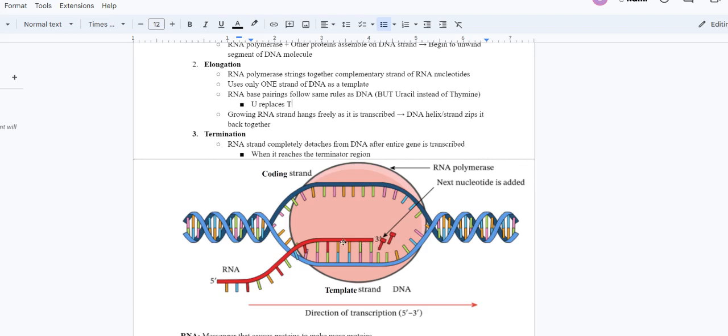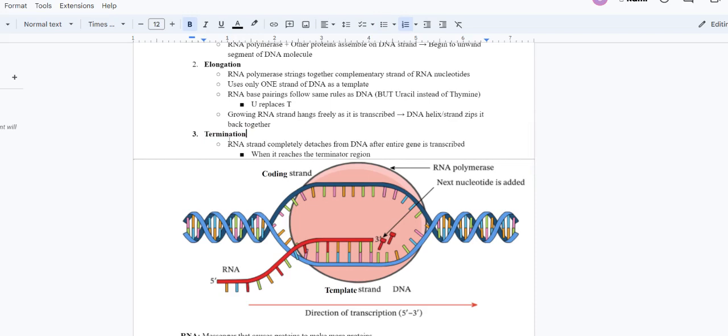This growing strand of RNA starts to hang freely, as you see here. As it's transcribed, as it's created, it starts to hang. And then the DNA here, right? As this RNA polymerase is moving to the right, the DNA is zipping back together.